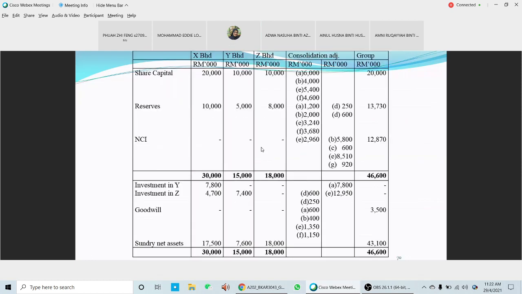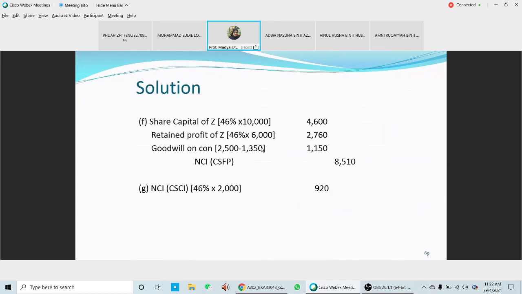Yeah. Okay, and then you have here share capital in Z. This one is for the NCI. NCI only has 46%. Okay, retained profit also 46%. So the goodwill here is already calculated at 1150. NCI in financial position is going to have 8450. And then this one is a share of profit. Share of profit in Z. So you're going to have 46% times 2 million. So you're going to have debit NCI in comprehensive income and then credit NCI in financial position.